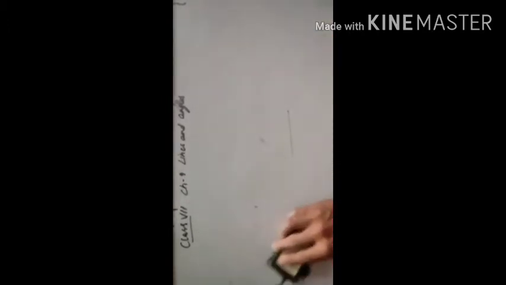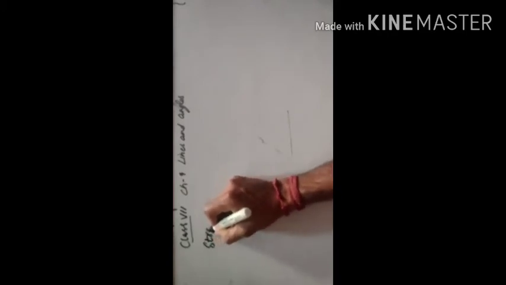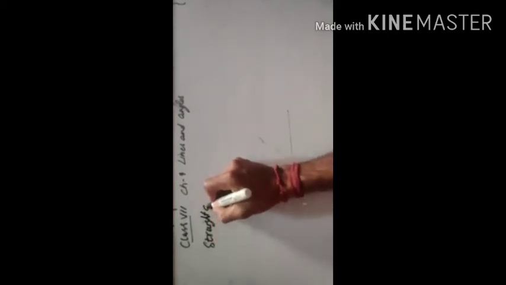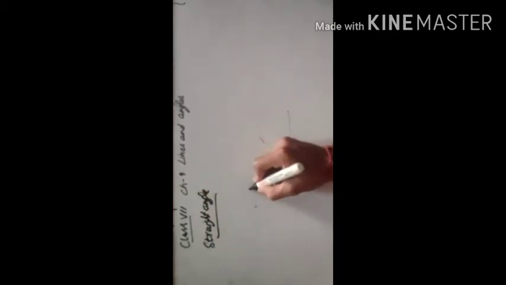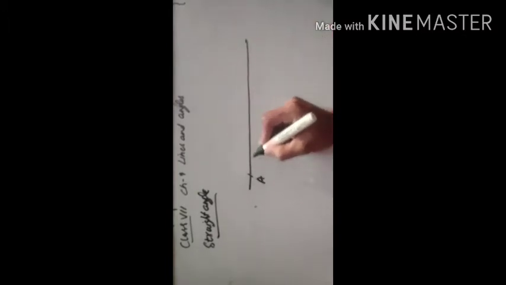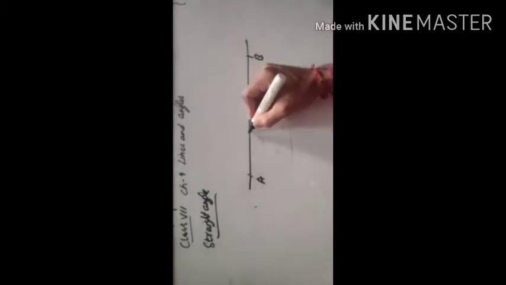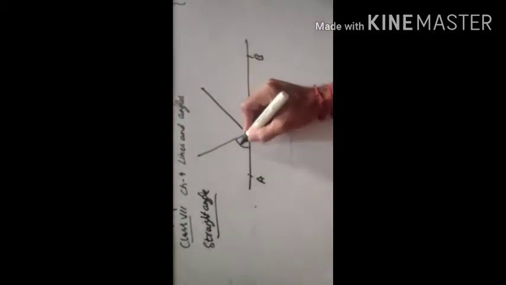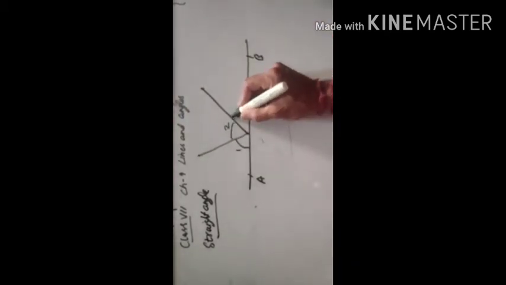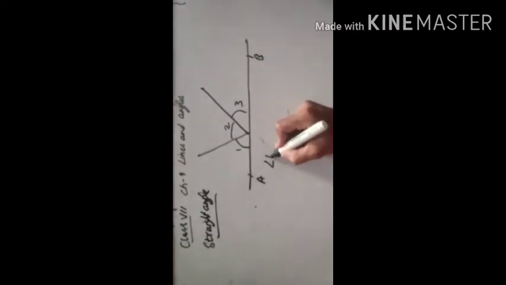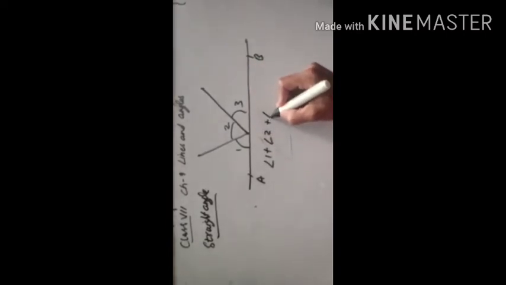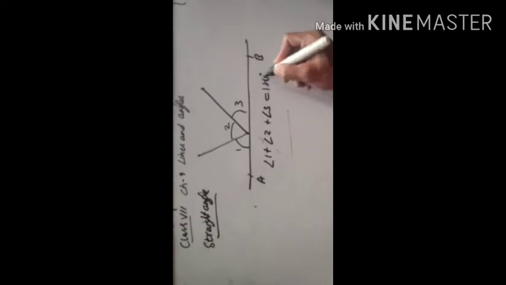Now next, if more than two angles are there on one straight line, that is a straight angle. Suppose AB is a straight line, and one angle is this and one angle is this. So angle 1 plus angle 2 plus angle 3 is equal to 180 degrees. The reason is straight angle. Three angles on the straight line.